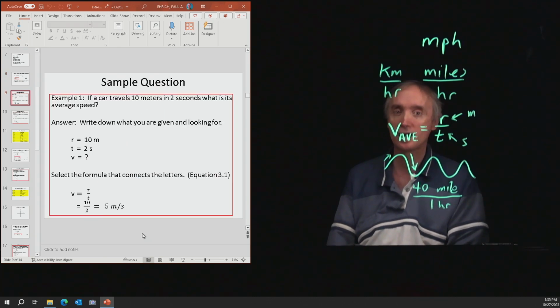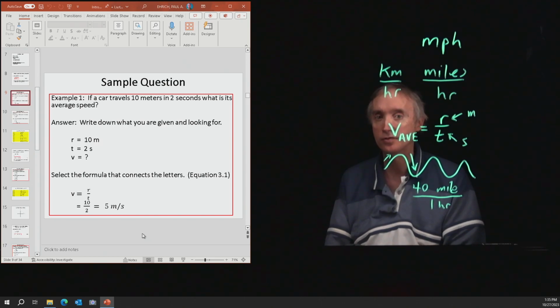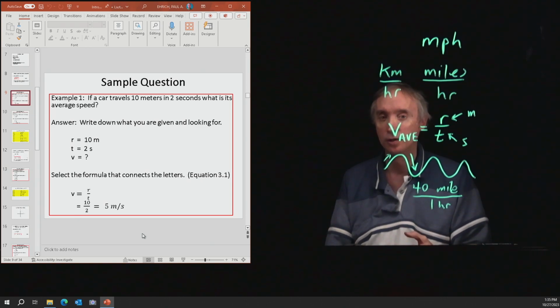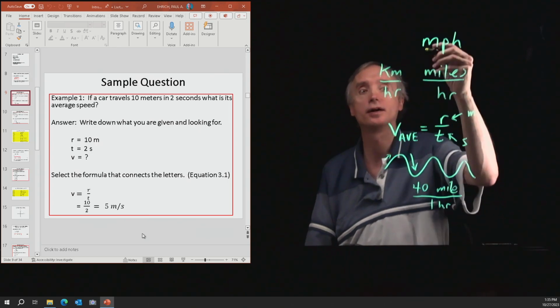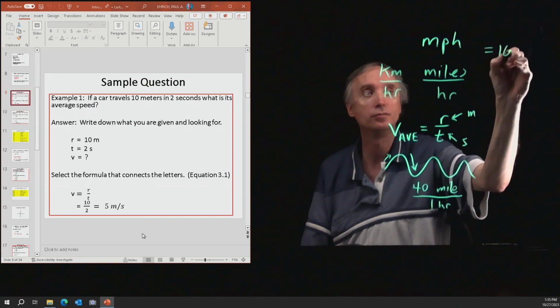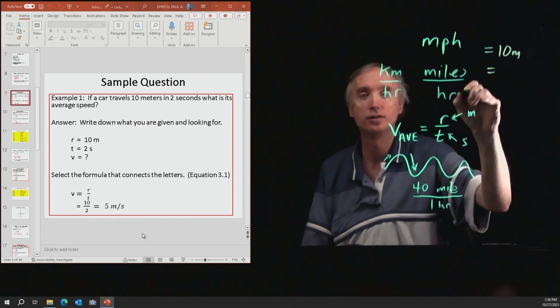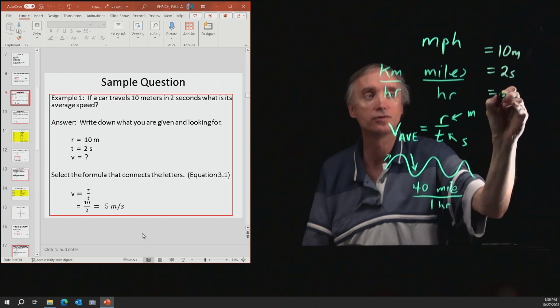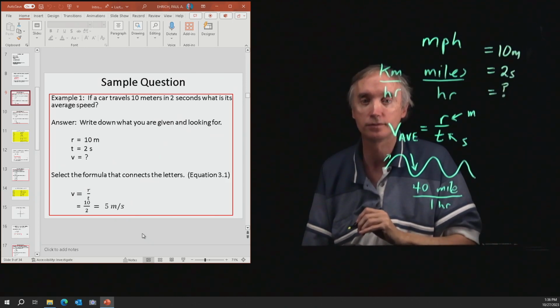So here's a sample problem. If a car travels 10 meters in 2 seconds, what's its average speed? Okay, anytime that we do a math problem, we always want to write down what we're given and what we're looking for. So you would start by writing down that you've got 10 meters. That was given in the problem. You were given 2 seconds, and then you're looking for something. So just put down a question mark for that.